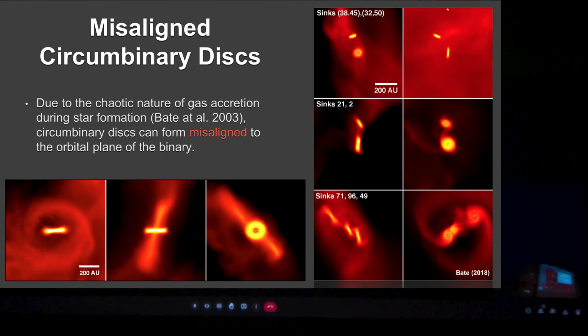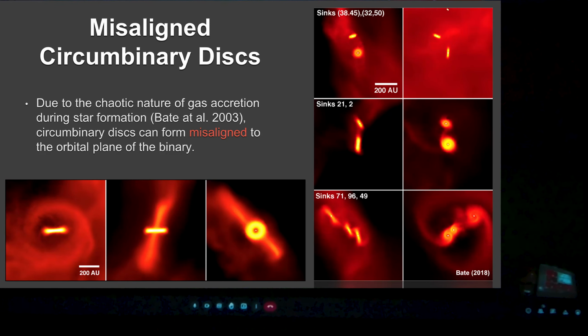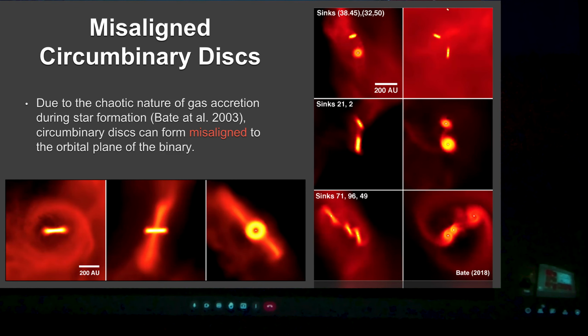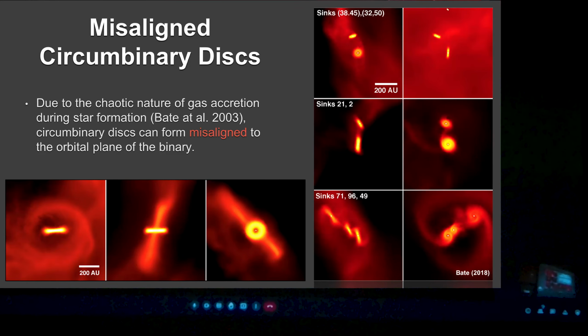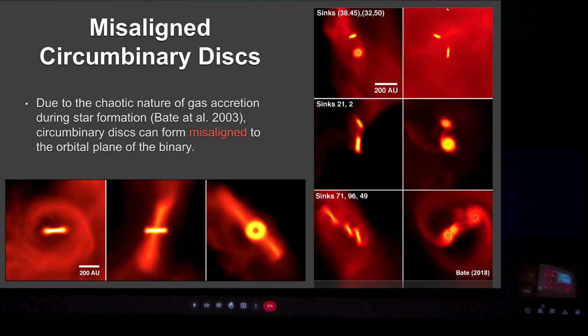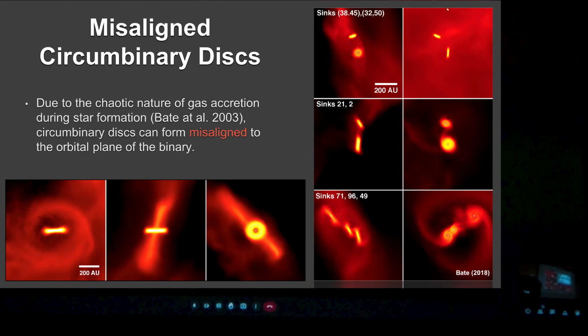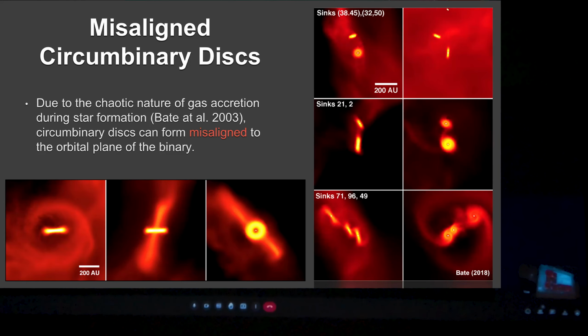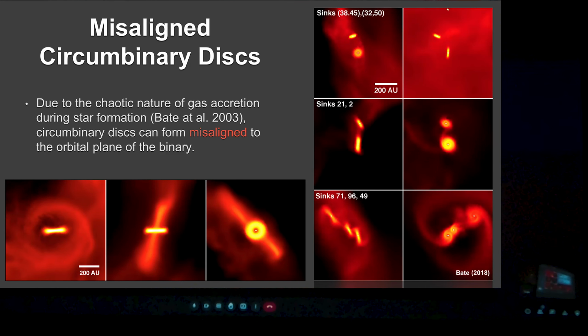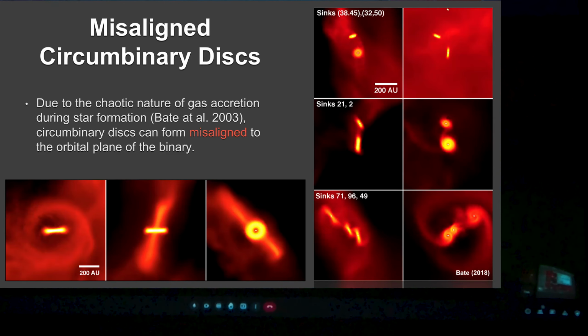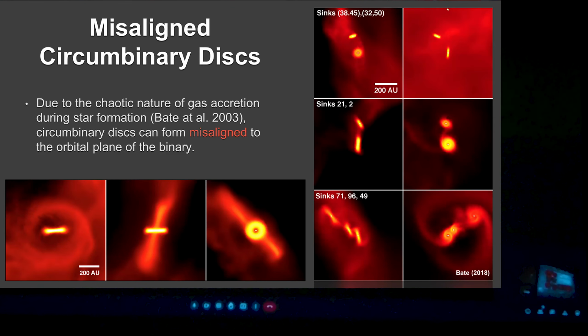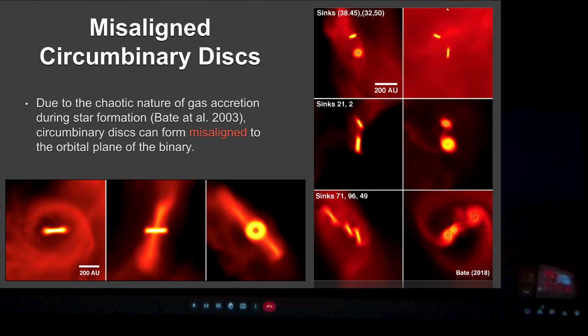These three bottom panels show the formation of a circumbinary disk. You can see it's misaligned. You actually get two disks in this case because there's two events of accretion that happen at different angles. So it's just chaotic, and you can form highly inclined circumbinary disks around these systems. Also, you can form disks around each individual star, shown by these top four panels, and these disks are also misaligned to the binary plane. And in some cases, if you have a triple system, you can form disks around all three stars.